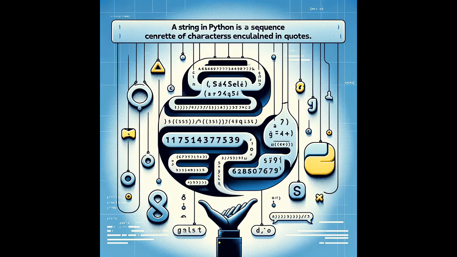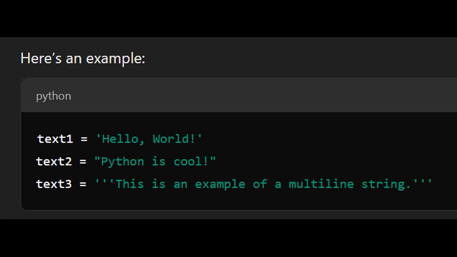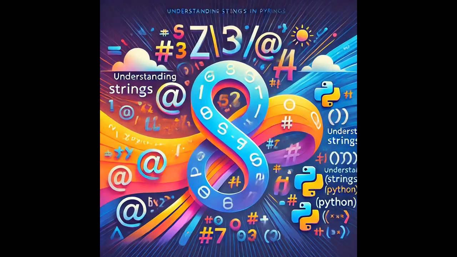Here's an example. Python code: text1 = 'Hello, World!' with single quotes, text2 = "Python is cool", text3 = """This is an example of a multiline string""". Strings can contain letters, numbers, spaces, and special characters. Now that we know what a string is, let's move on to working with them.